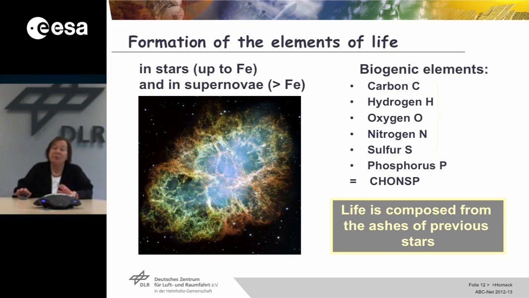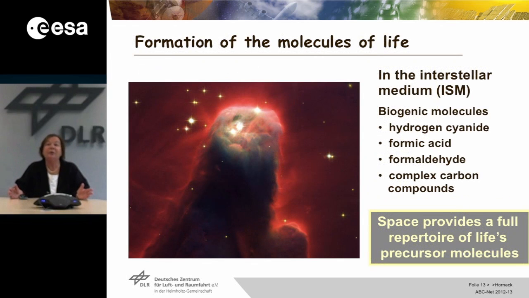So we can really say that life is composed from the ashes of previous stars, because there is a kind of cycling of the stars. But now we have the elements. They have to form molecules. And this happens mainly in the interstellar medium or in circumstellar clouds.